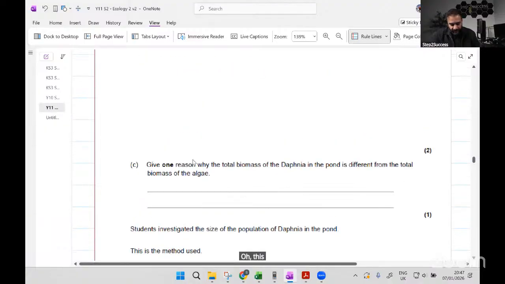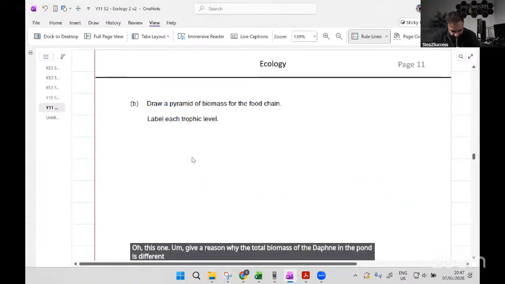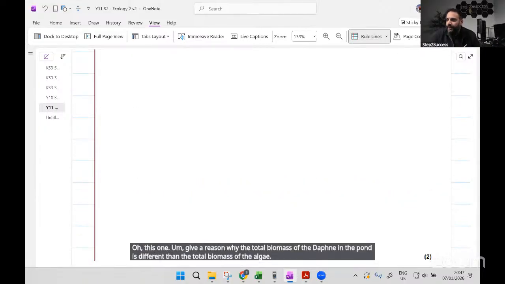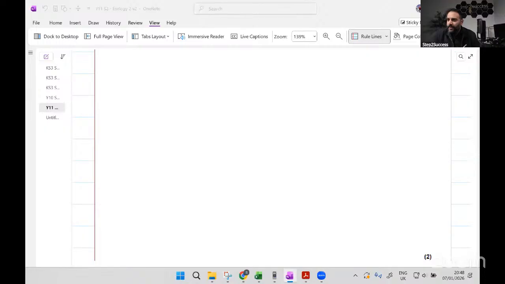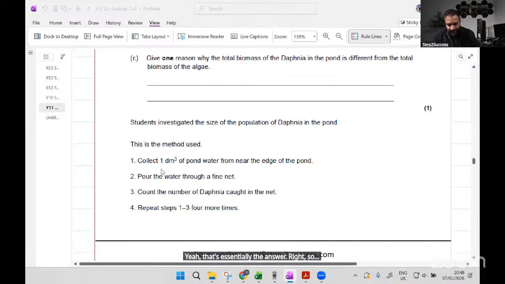Oh, this one. Give a reason why the total biomass of the Daphne in the pond is different from the total biomass of the algae. Probably because they didn't eat all of it. Yeah, that's essentially the answer. Right. So essentially what we're saying, yeah.